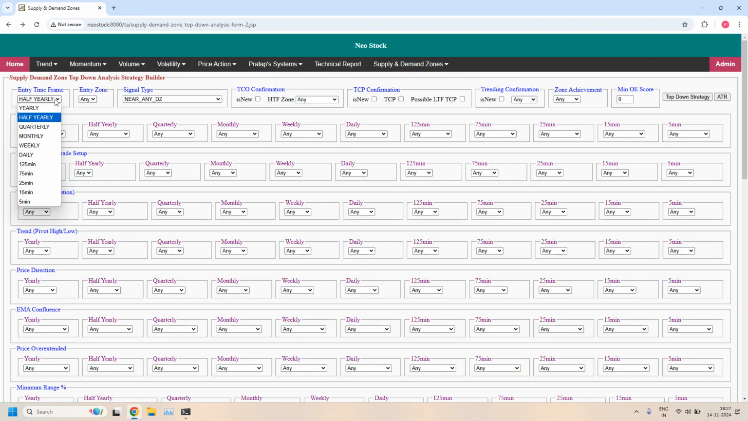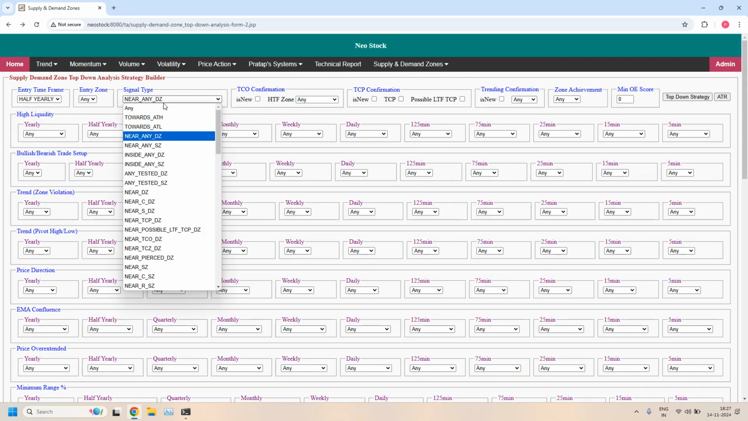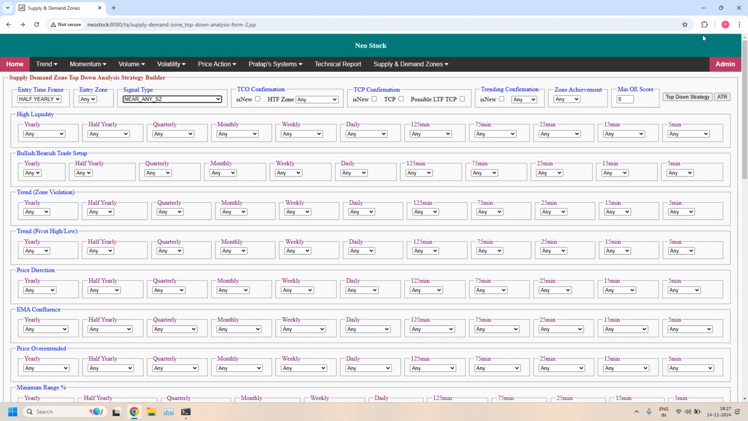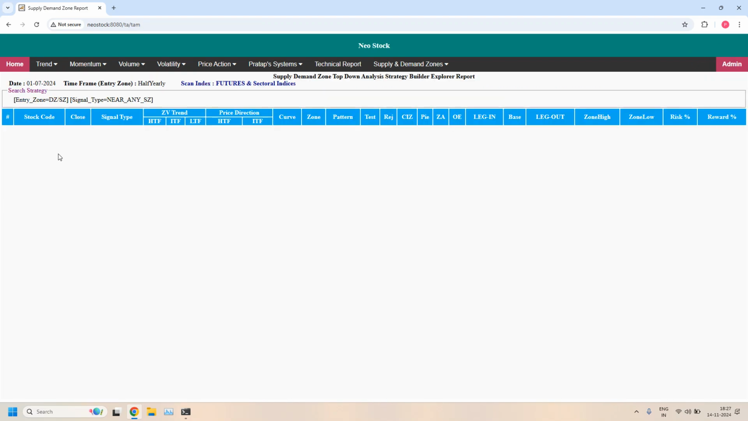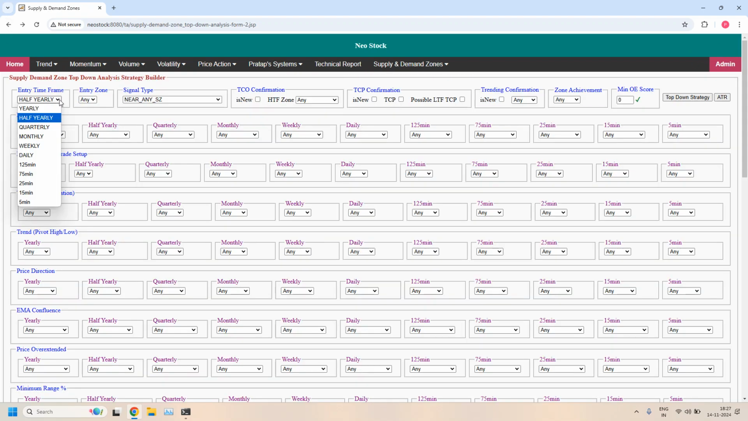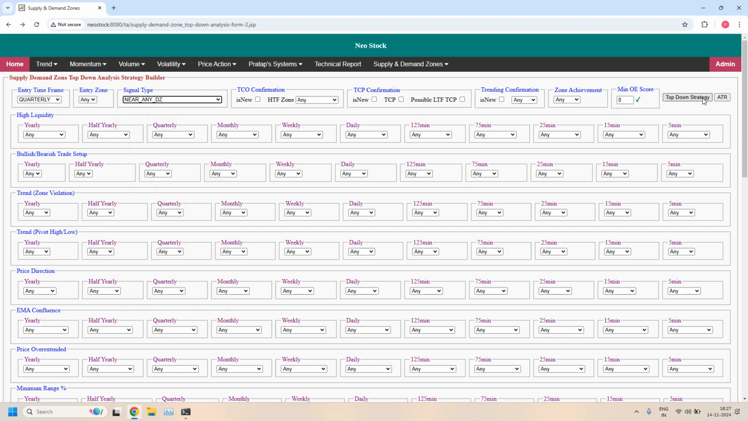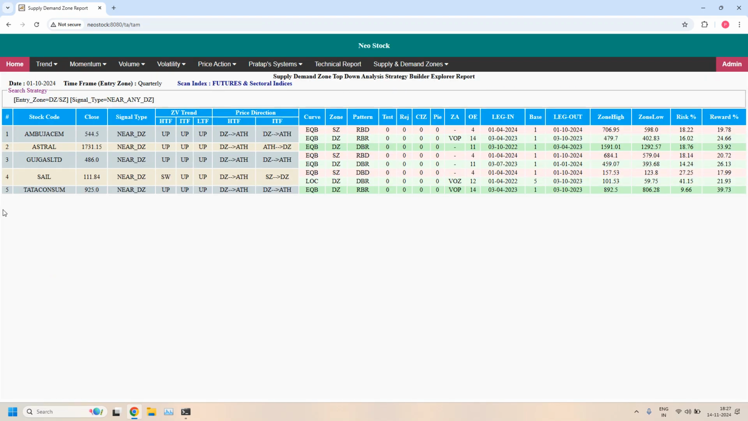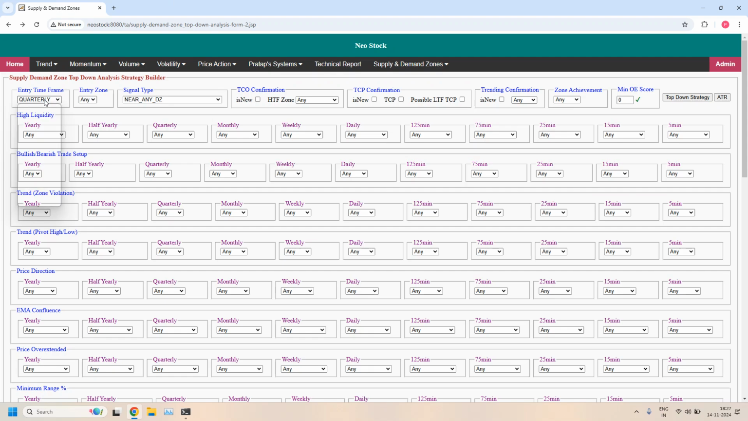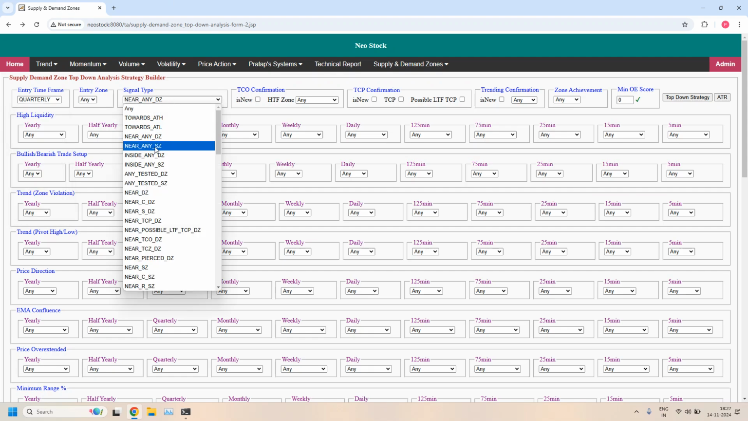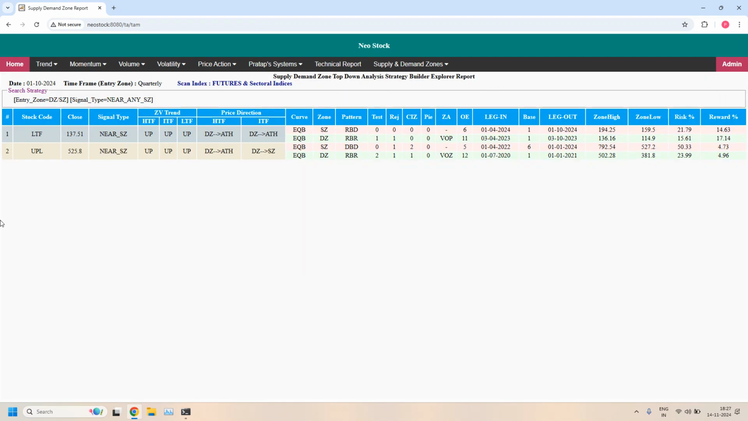Going back, for the half-yearly time frame, let's find the stocks near half-yearly supply zone. No stocks are available. Next time frame is quarterly. Let's find the stocks near quarterly demand zone. 5 stocks are filtered. Next, for quarterly time frame, let's find the stocks near quarterly supply zone. 2 stocks are filtered.